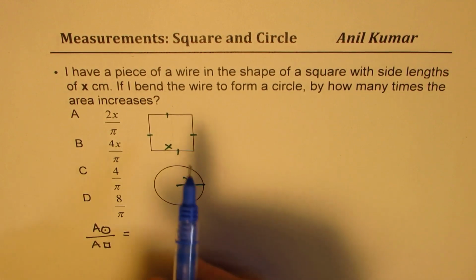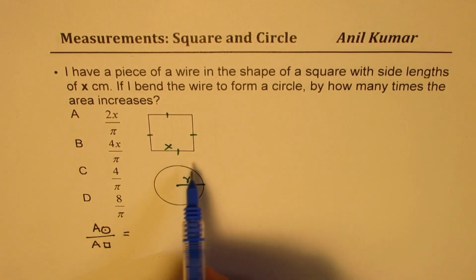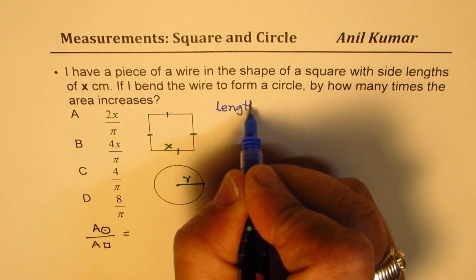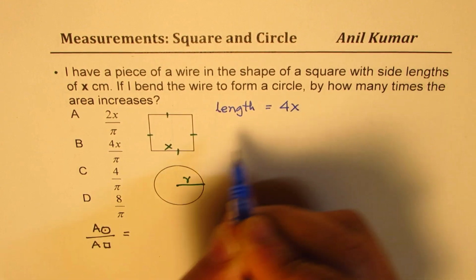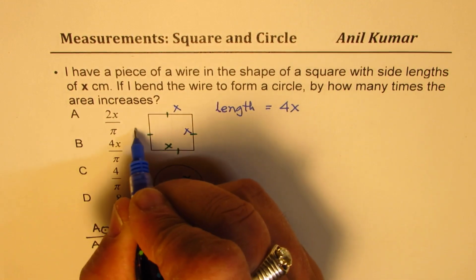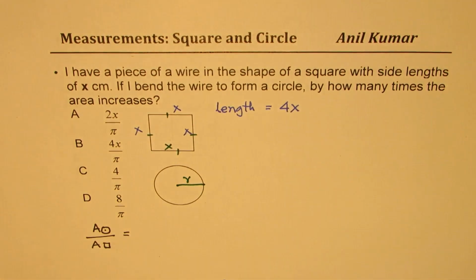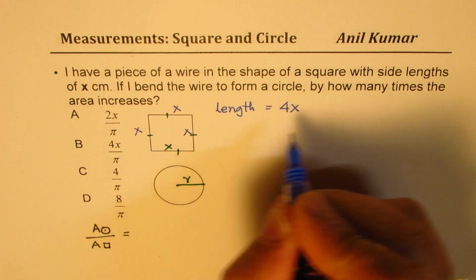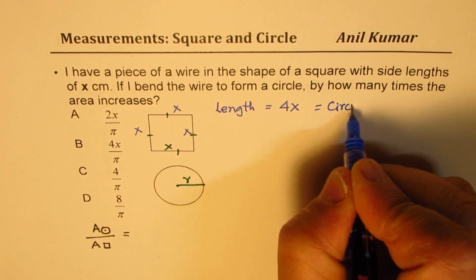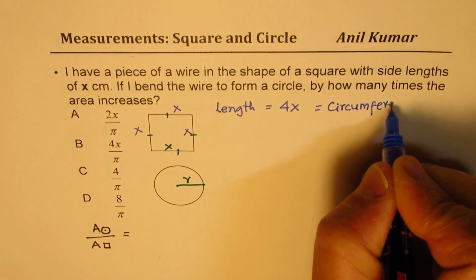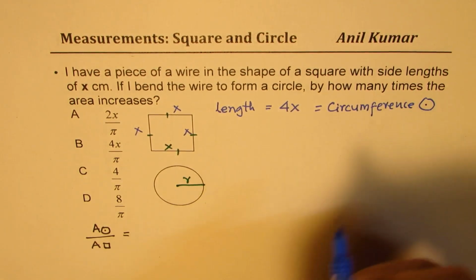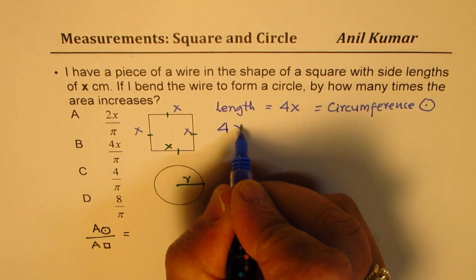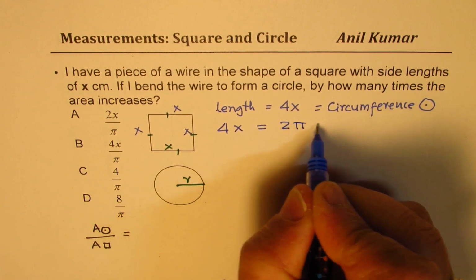So let's begin. Since the perimeters are same, the length of the wire is how much? So the length is equal to 4 times x, right? So x on all the sides, correct? So we have length of 4x. Now this length of 4x becomes the circumference of the circle, right? We have taken that with the radius of r.